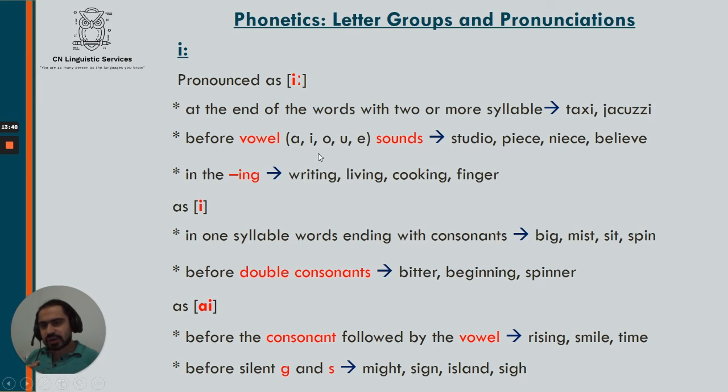So when do we pronounce it as short E? In one syllable words, if it stays in the middle of the word. So big, mist, sit, and spin. And the second one is before a double consonant, like bitter, beginning, spinner, and so on. So here we have double consonants like N and N, T and T, and so on.